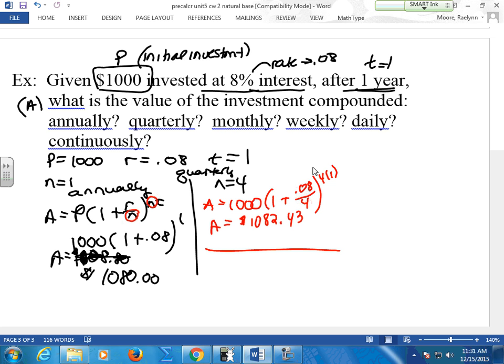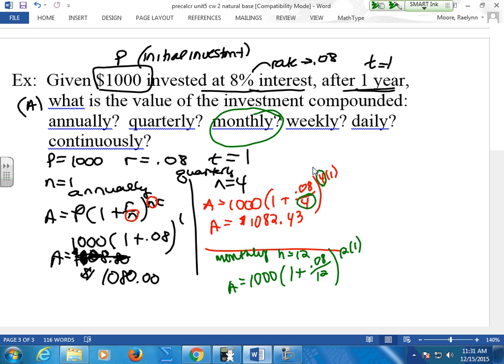Okay? How about monthly? What should N be? 12. So all we're going to do is change this and this to 12. So do second enter, pull it down. Remember, we kept the time as 1. I wanted to keep something stable so that you could just see what else is changing. Okay, and again, you should see a little bit more growth. What's going to happen when you round here to your 2 decimal points? You're going to go to $1,083.